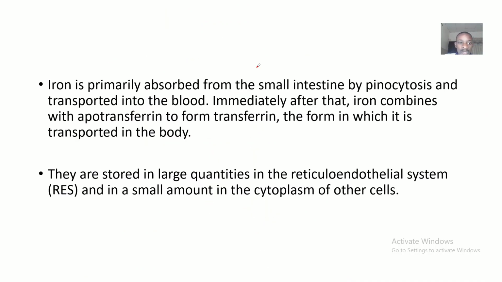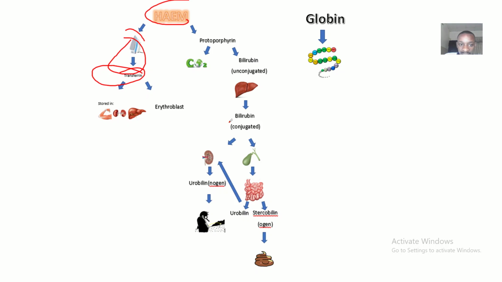Let's move. We say that iron is primarily absorbed from the small intestine by pinocytosis and transported into the blood. Immediately after that, iron combines with apotransferrin to form transferrin, and this is the form in which it is transported in the blood.